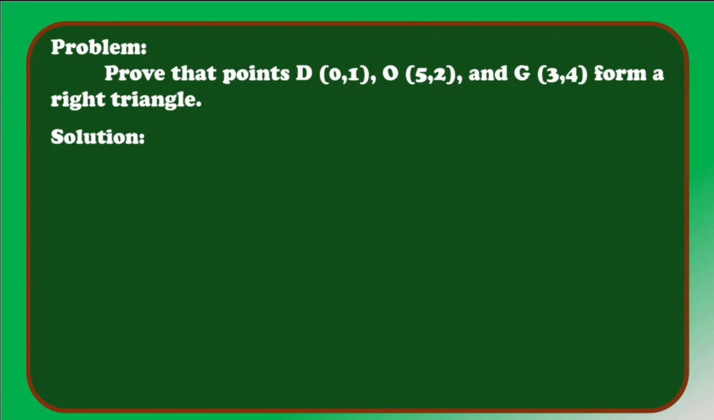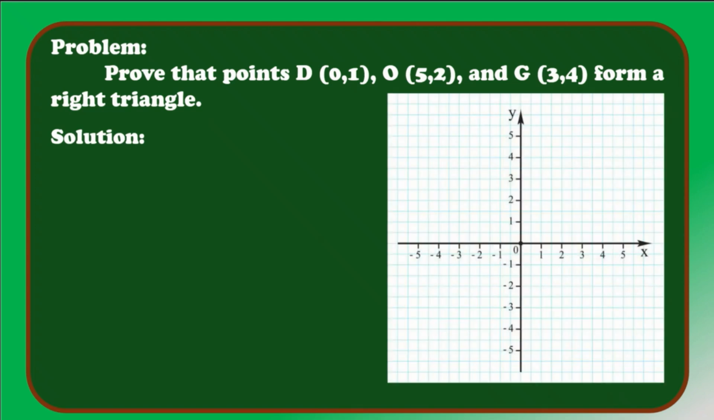Let's have the solution. Let's have the Cartesian coordinate plane. We're going to plot first the points and form the given triangle. Let's have D, which is (0, 1), point O, which is at (5, 2), and point G, which is at (3, 4). If we connect all the points, we're going to form a triangle. Now, the question is, is it a right triangle?